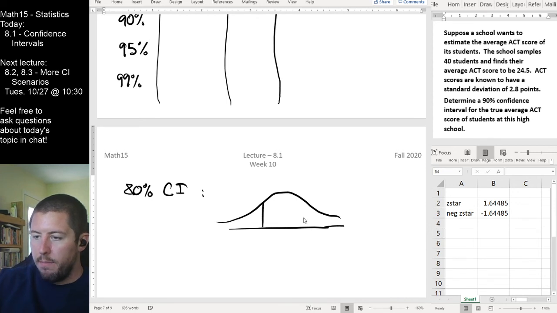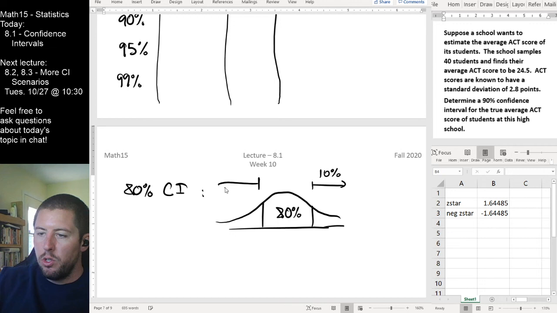If we're talking about an 80% confidence interval, then we are interested in where 80% of the area is symmetrically centered in the middle right here. That means to me then that the remaining 20% is evenly split between the two tails. 20% divided by 2 is 10%.